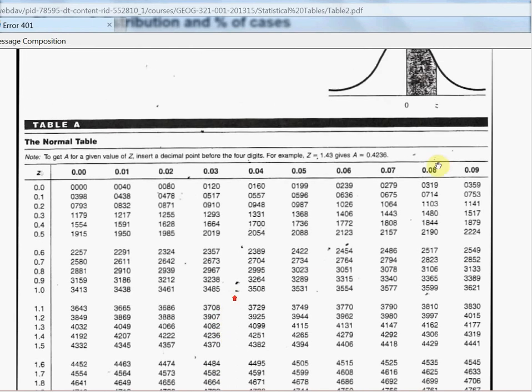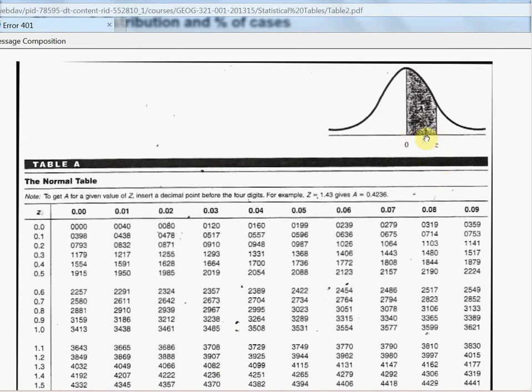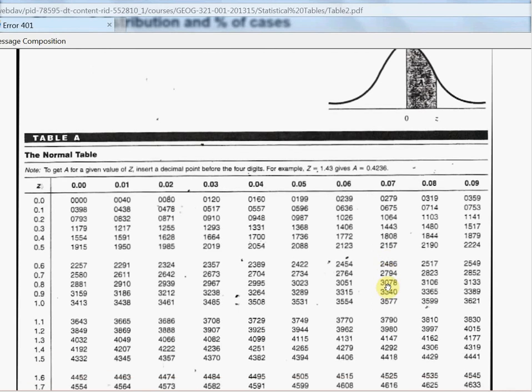47.72%. If this z-score is positive 2, this should be 47.72. If it's -2, you should have this slice. So if this slice is 47.72%, this slice bound between 0 and -2 should also be 47.72%. So you just go to the positive side, looking for the percentage that corresponds to a negative z-score. That should work in the same way.